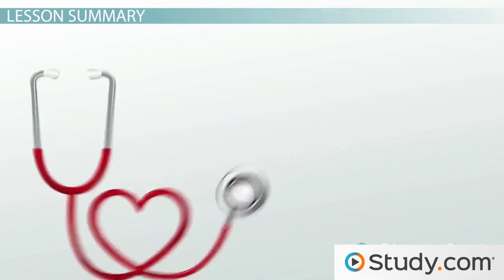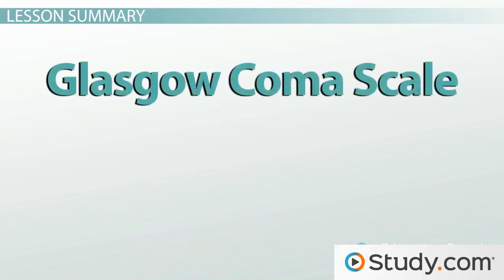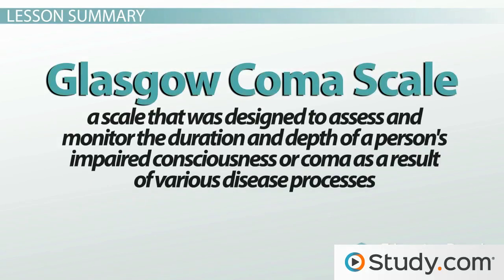So there you have it. These are the ways by which we can use neurological testing for many different reasons. You learned about the Glasgow Coma Scale, which is a scale that was designed to assess and monitor the duration and depth of a person's impaired consciousness or coma as a result of various disease processes.